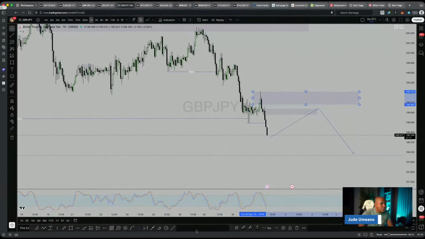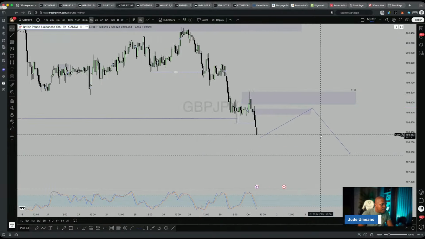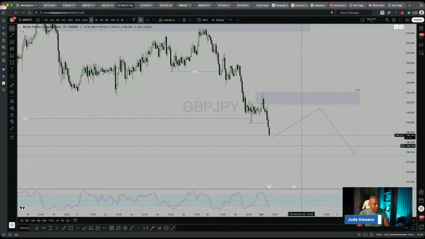So this is 1 hour. This is a 1 hour supply zone. So a 1 hour supply zone for a swing trade. I'm looking at, let me just take this out.